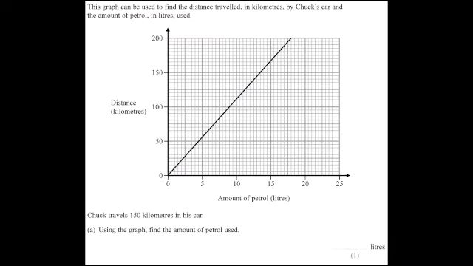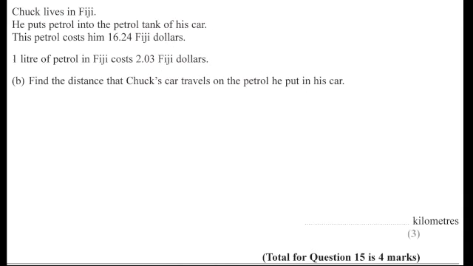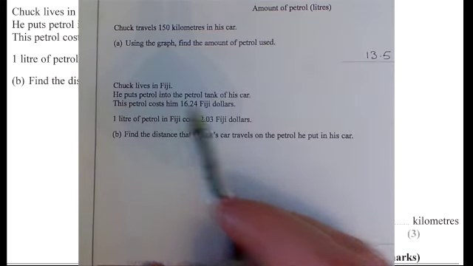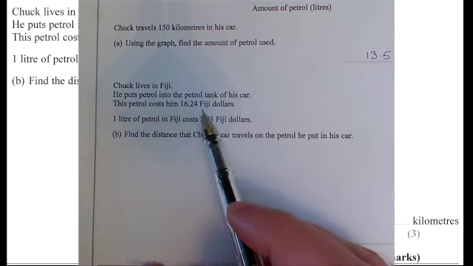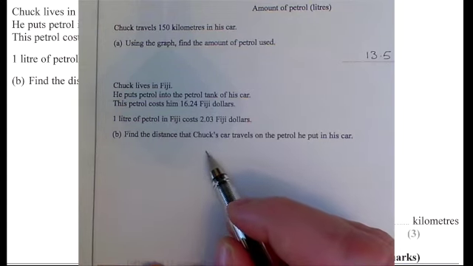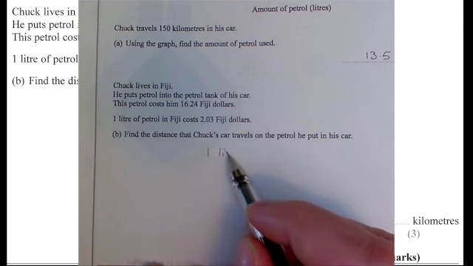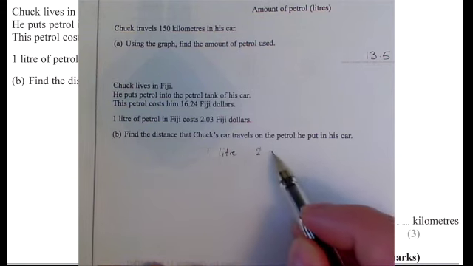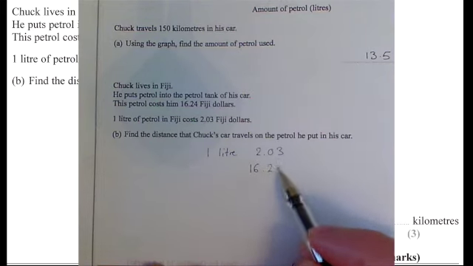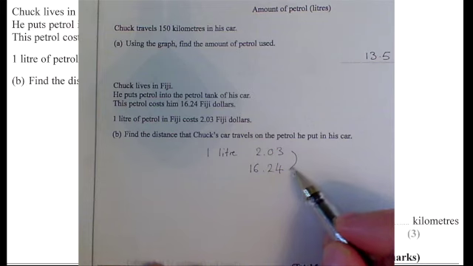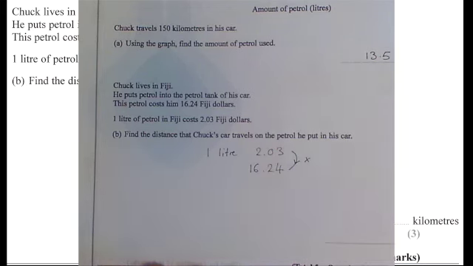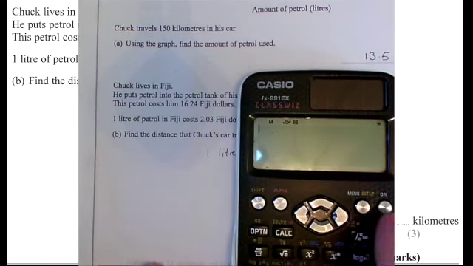Alright, and then we've got this next question with Fiji, and we've got to work out how many litres of petrol we've got, I think, to start with. So the way I'm going to do this is I'm going to say that 1 litre is in a ratio to, or costs, $2.03, and I want to buy $16.24 worth of petrol. So what do you multiply 2 by to get to 16, or 2.03 to 16.24?